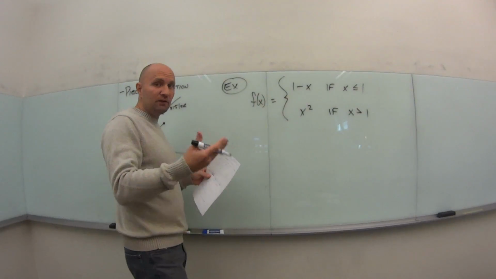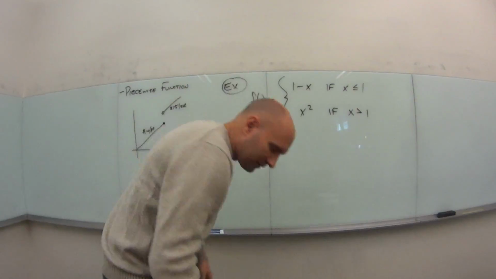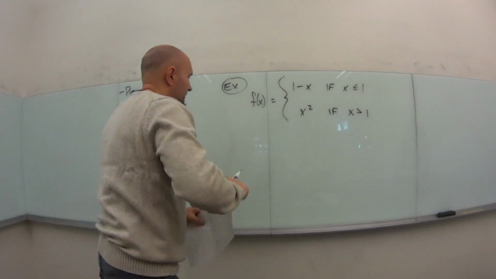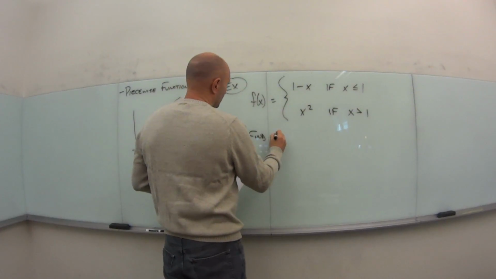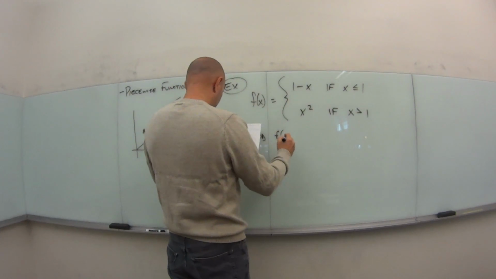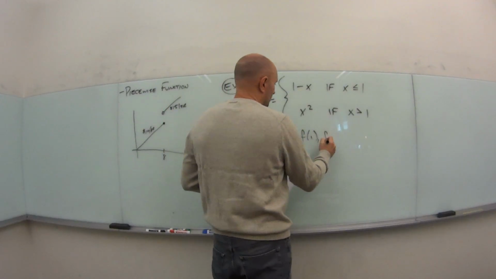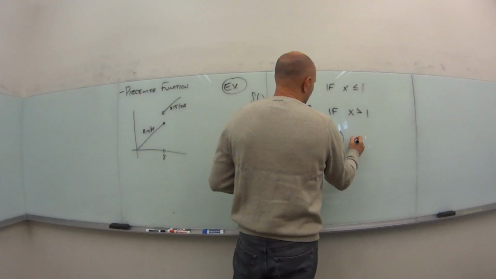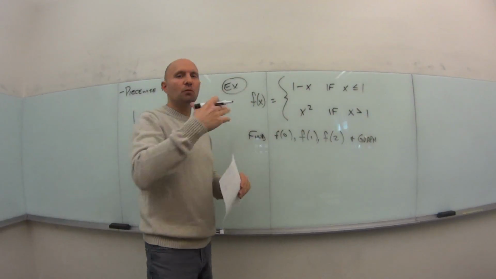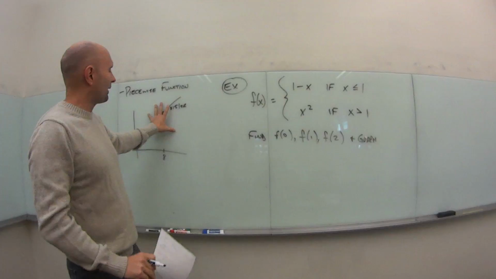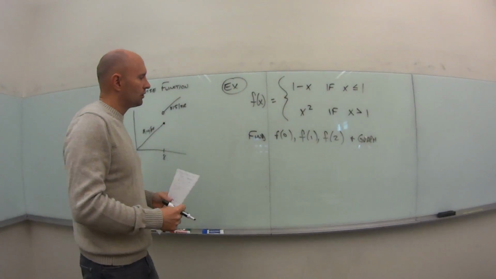So that's our piecewise function, with multiple pieces to it. That's our notation. And we want to find the following: f of 0, f of 1, f of 2, and then finally graph this function. What does it look like? We had the graph for the paycheck, so given this function, what would it look like?